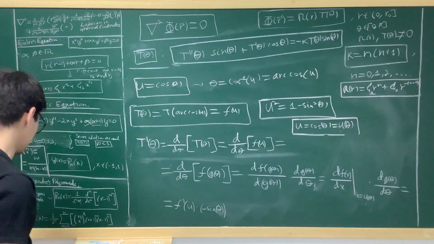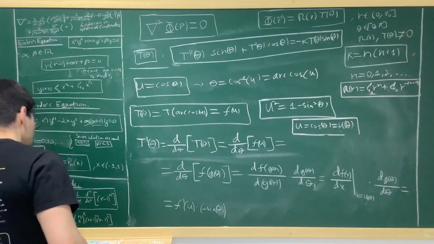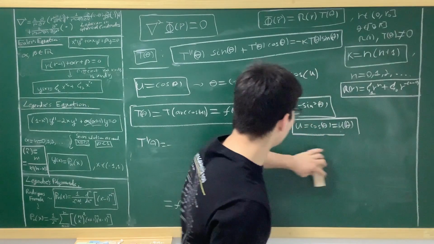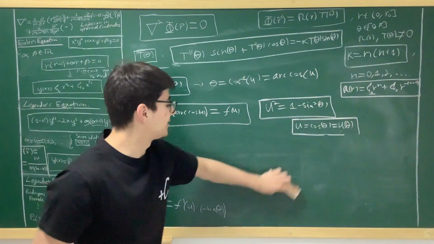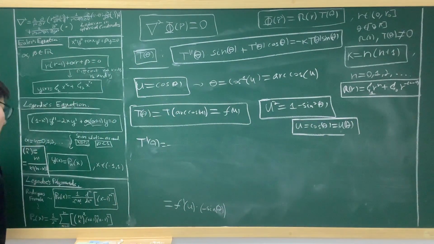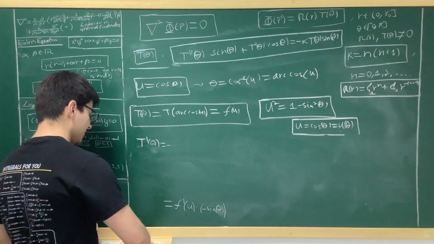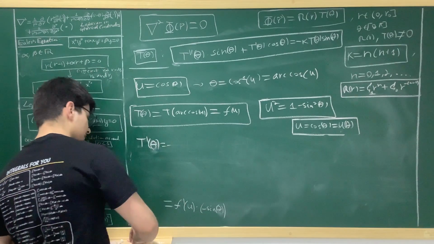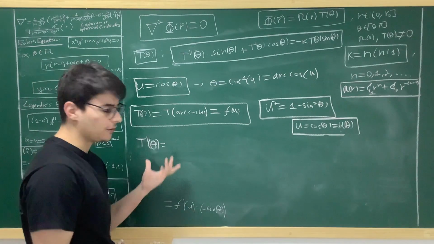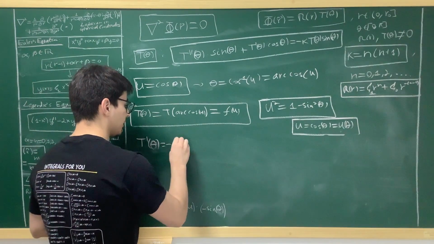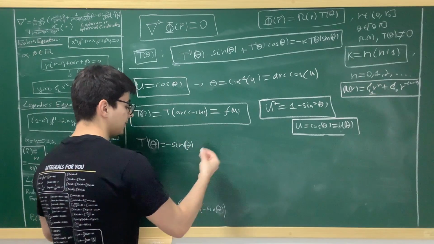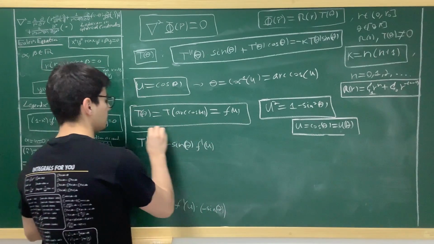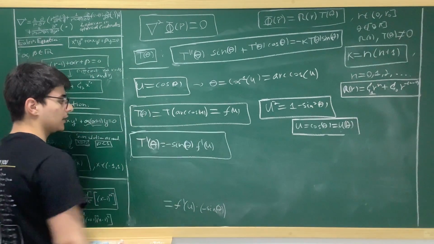So t prime is this expression. I'm just going to use the other one. I'm sorry, maybe I got you more mixed up than I would have if I hadn't explained things so much. I hope you're not too confused, because it's not too hard to follow this. You just have to get used to it. So negative sine of theta times f prime of u. Let me just keep this here.